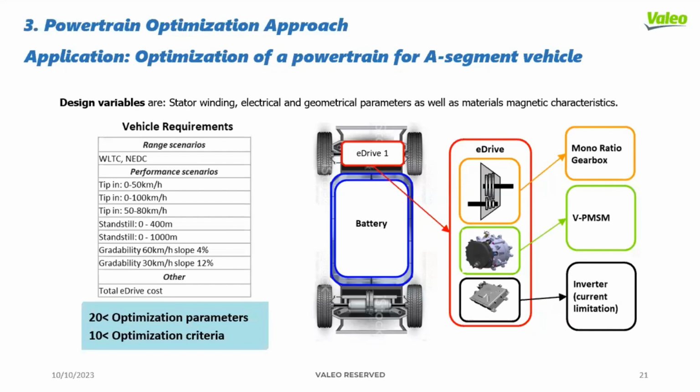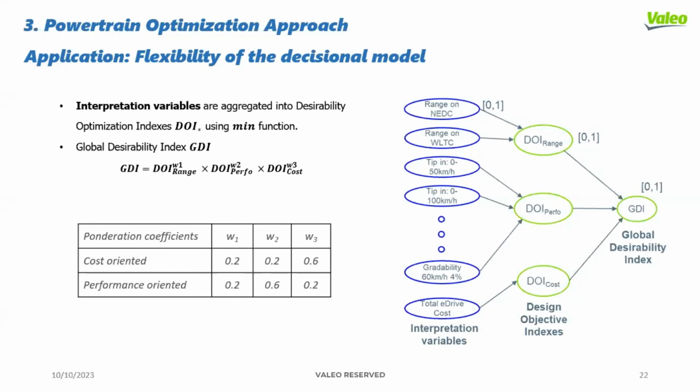The objectives of this optimization are range on WLTC and NEDC cycles, and some performance scenarios in addition to the e-drive cost. When I'm saying the total e-drive cost, actually in this case it's only the machine. So we have more than 20 optimization parameters and more than 10 optimization criteria. And what I wanted in this study is to see the impact of the decision model on our optimization.